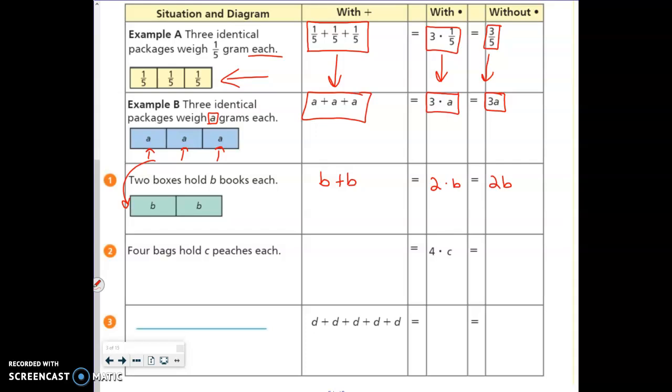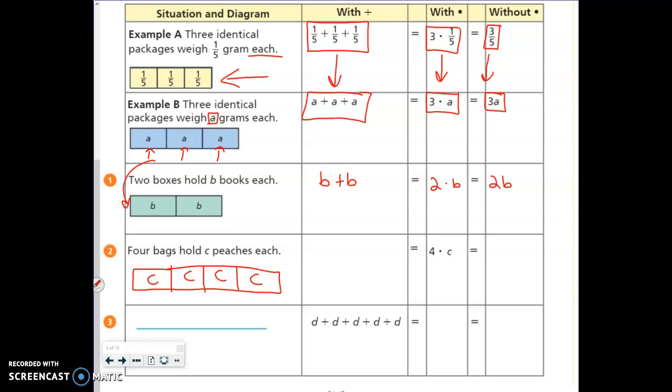So the next one says 4 bags with C peaches each. So again, I'm going to have 4 boxes. I'll just draw one big box first and then break it up into 4. Okay, and it says that each of these will have C peaches. And again, the variable can change to whatever they determine the variable to be. Some cases you get to select the variable. Okay, so just be aware of that as well. Sometimes it is in our opportunity to select the variable ourselves.